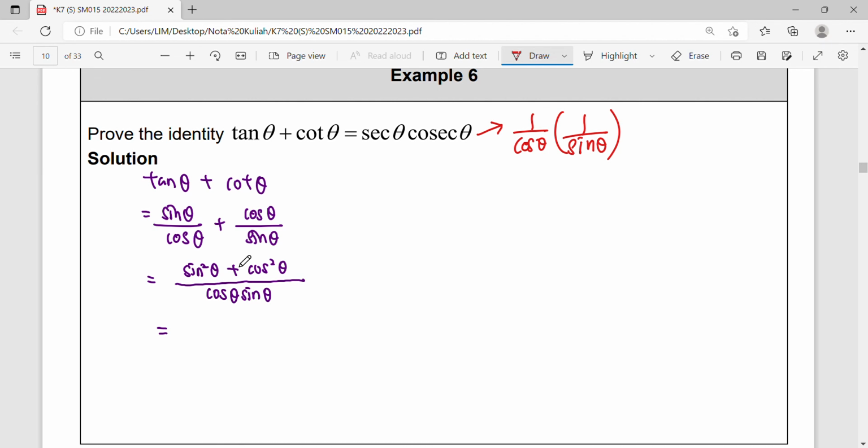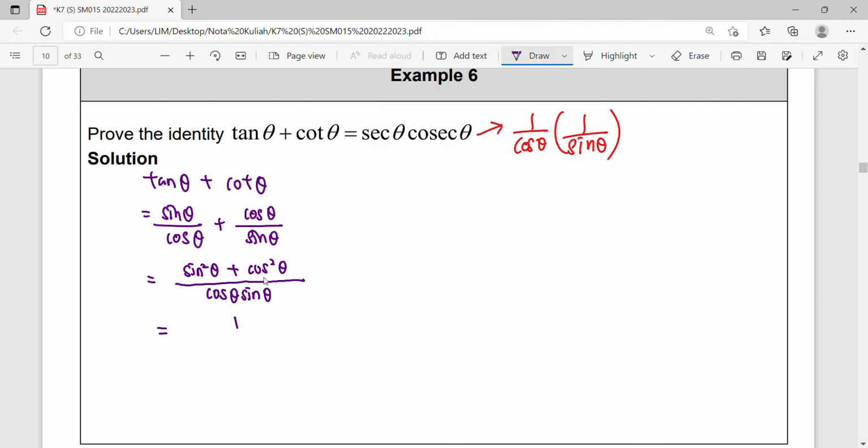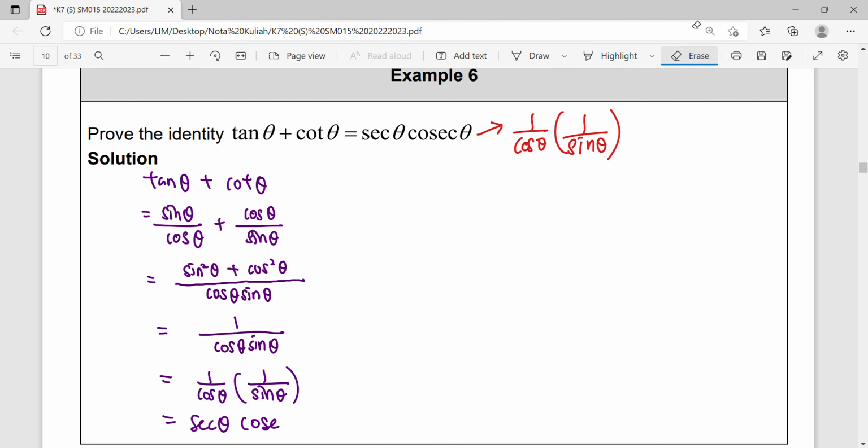Okay, so we continue here. Sine square plus cos square. We simplify, we can get 1 using identity formula. So you can notice that this is 1 over cos theta times 1 over sine theta in order for us to get the term of secant and cosecant. Alright, so proven.